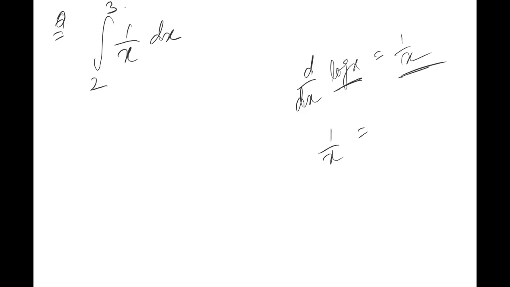Log x, of course, by the reverse process. If you are differentiating log x, you are getting 1 upon x as your result. So if you integrate 1 upon x, the result would be log x. That's it. So this means that the integration of 1 upon x is log x. Is it clear, beta? Ishika, you were asking this, right?